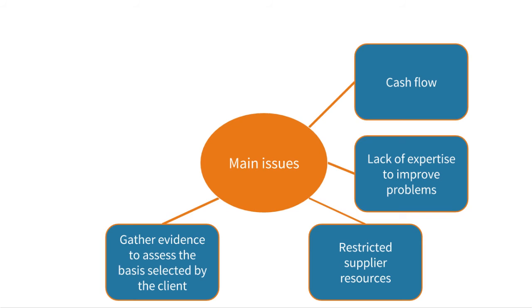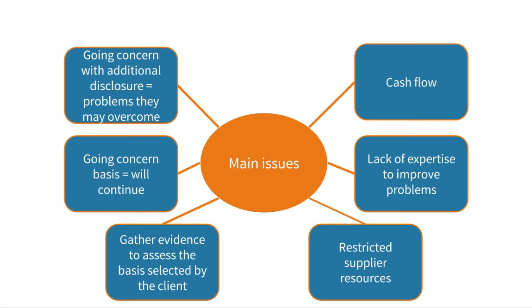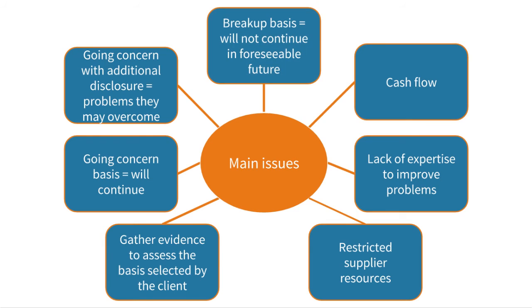Remember that the company should prepare their financial statements on the going concern basis if they feel they can continue. They could include additional disclosure to forewarn the users of any financial difficulties. And if it is unlikely they will be able to continue in the foreseeable future, the financial statements should be prepared using the breakup basis. 6 audit procedures need to be prepared for maximum marks for Part C.